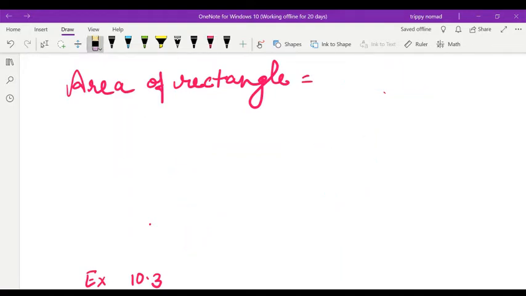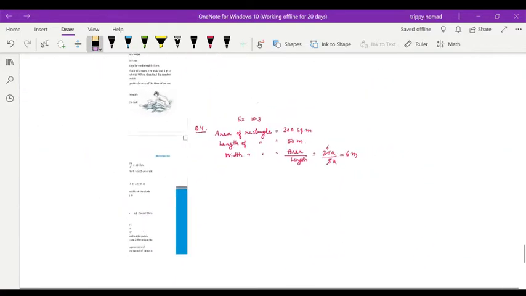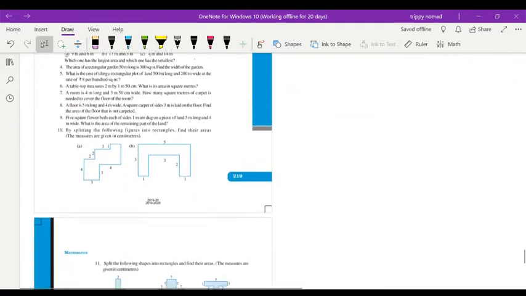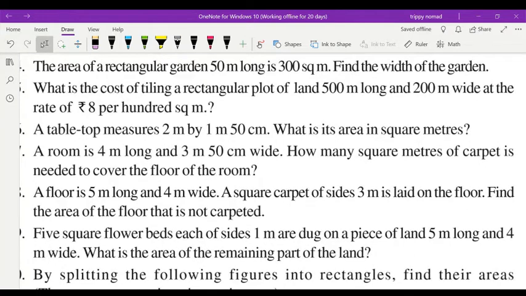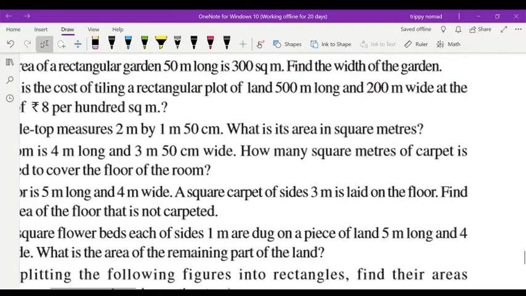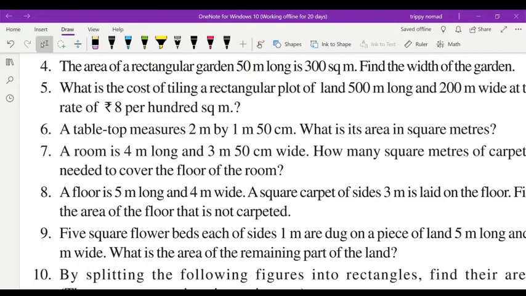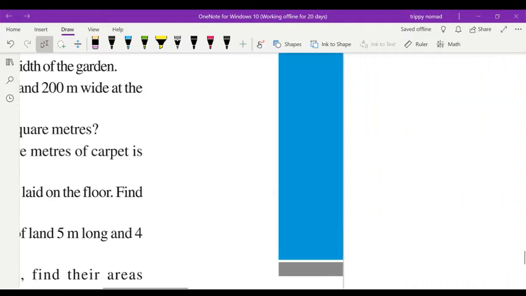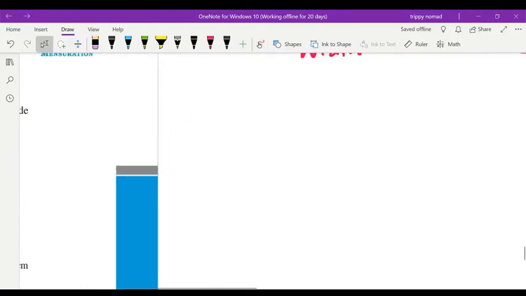Now question number 5th. What is the cost of tilling a rectangular plot of land 500-meter long and 200-meter wide? Okay, at the rate of rupees 8 per 100 square meter. First of all, we will write the length and breadth and we'll get the area.